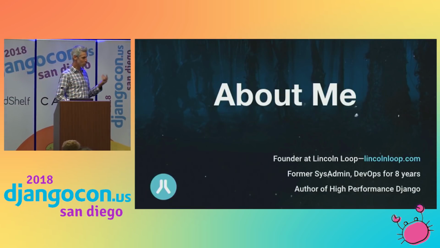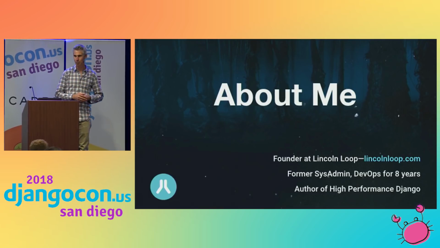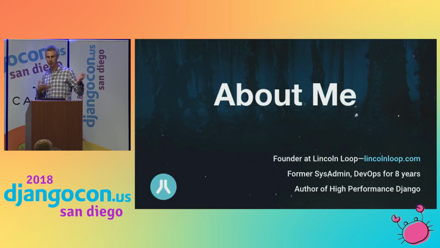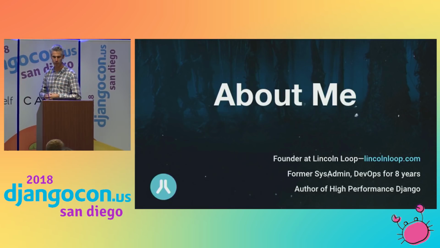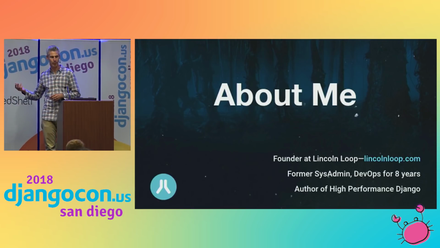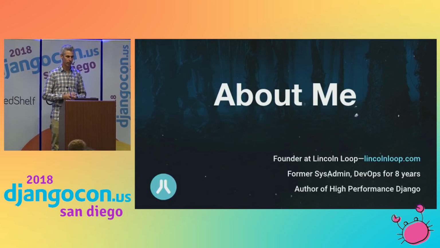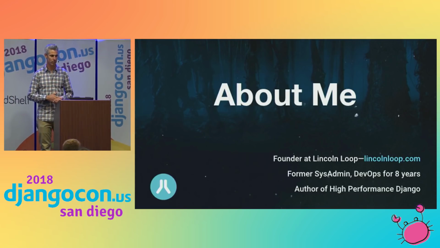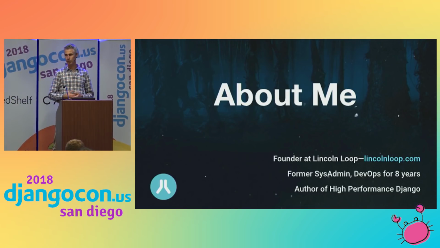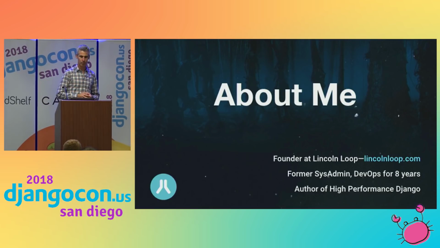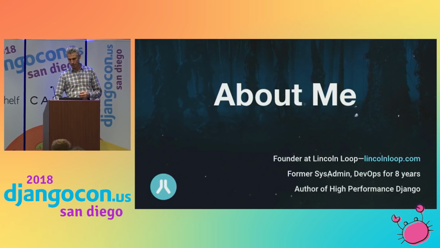So real quick about me, I'm the founder at Lincoln Loop. We're a Django development agency. We do kind of full stack Django solutions, so everything from design to DevOps, and that's primarily my role at the company these days. I've been doing it for a long time. Before that, I was a sysadmin, and I'm the co-author of a book, High Performance Django, which also has quite a bit about deploying Django. So I've done quite a bit of this.